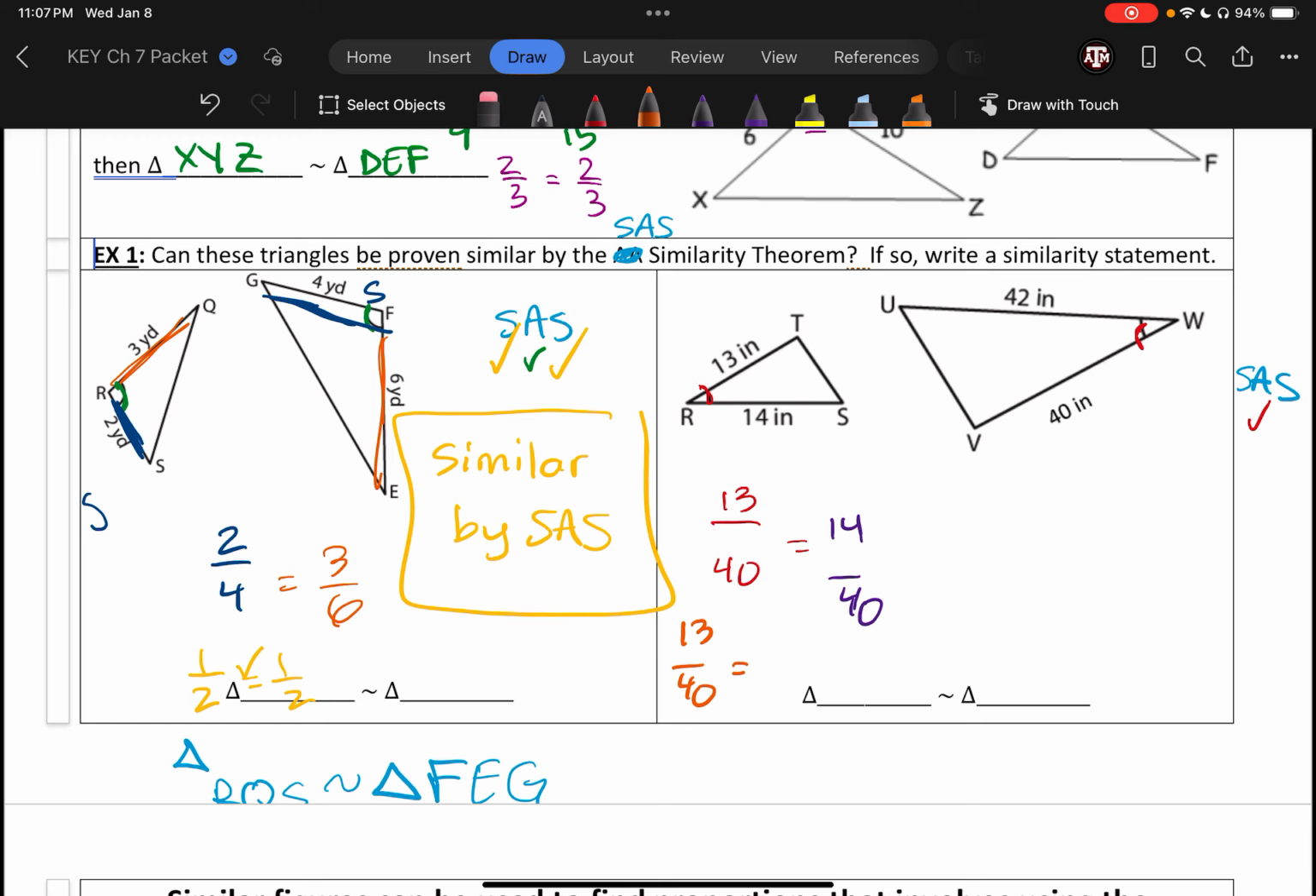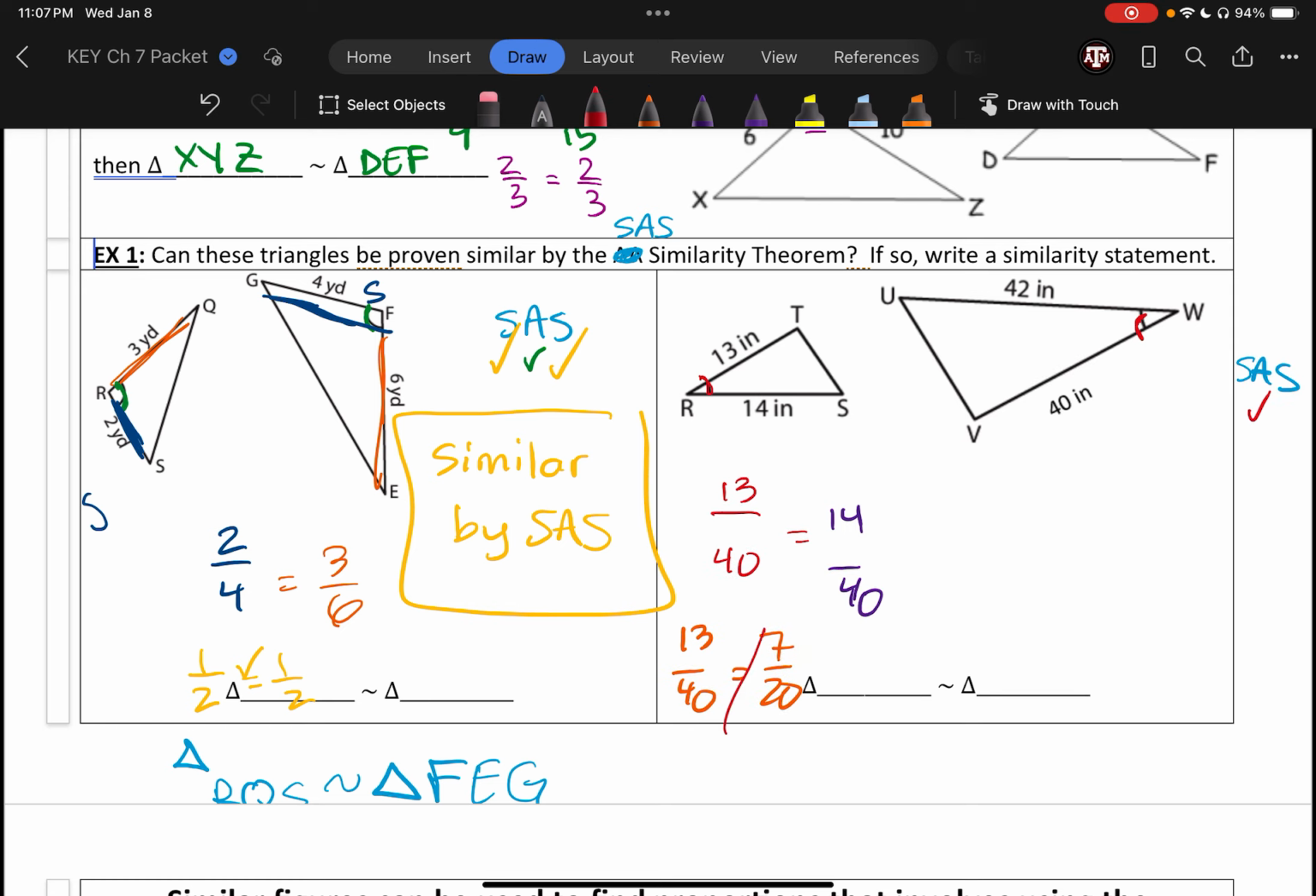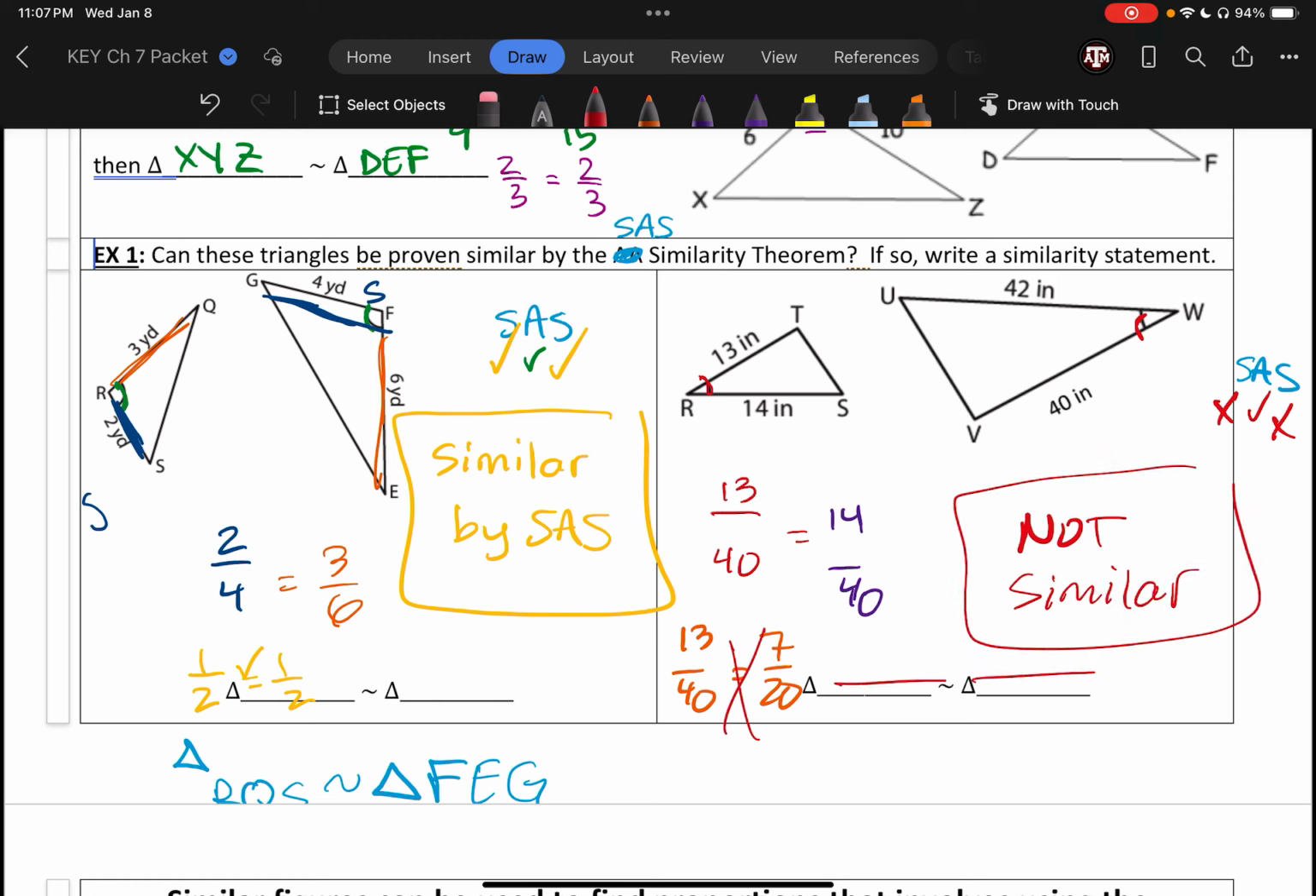We're checking to see, is this going to be equal? It should be very clearly that it's not. 14 over 40 would simplify to 7 over 20. These fractions are not equal, so that means that it fails the S part of it. The S part is not proportional, so not similar. If they're not similar, you leave the similarity statement blank. And so that covers the three different ways that we can prove that two triangles are similar.